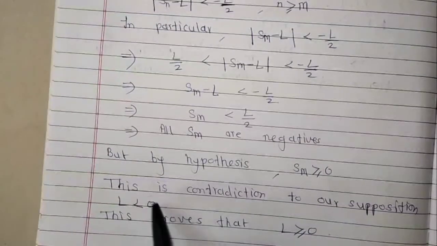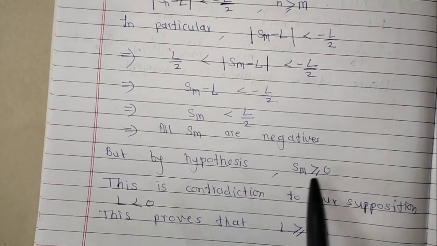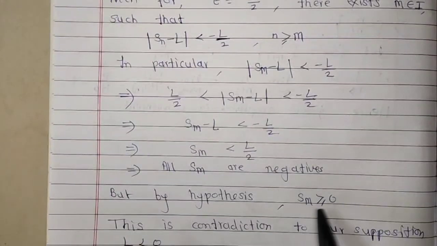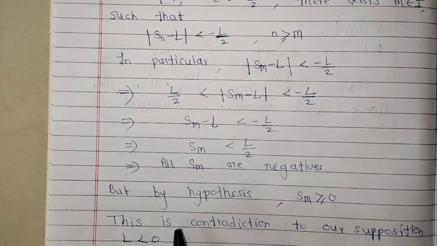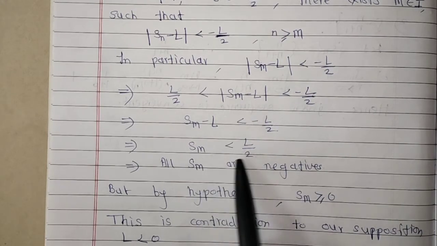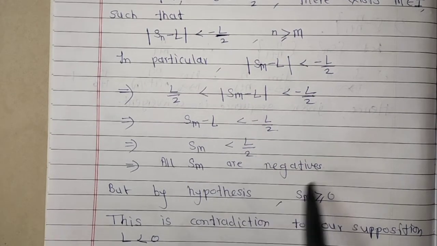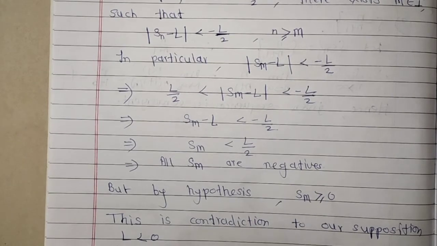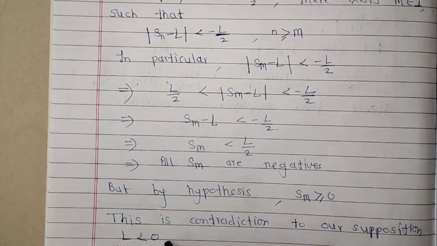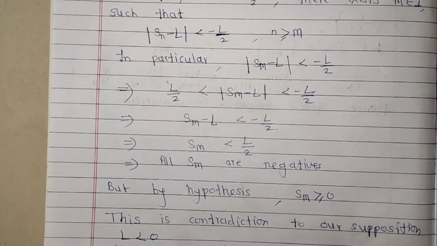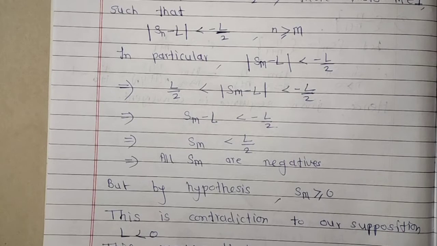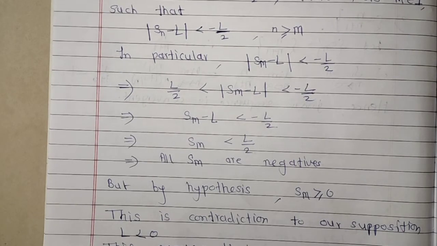That means in the statement of this theorem, we are given that the sequence is of non-negative real numbers, so Sm is greater than or equal to 0. But Sm is less than L by 2, that is, all Sm are negative. This is a contradiction to our supposition that L is less than 0. So this proves our theorem, that is, L is greater than or equal to 0.